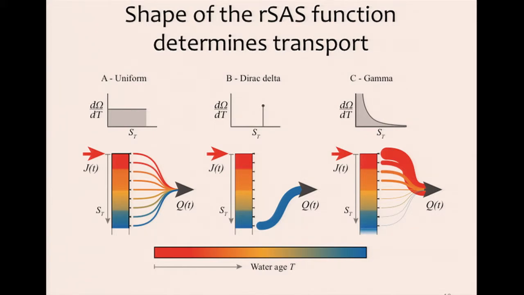So if we have a uniform distribution, we are taking water in an unbiased way from what's inside the system, that corresponds to a well-mixed sort of system. So well-mixed gives you, at steady state, an exponential transit time distribution, but it gives you a uniform rSAS function. So these are different from each other.